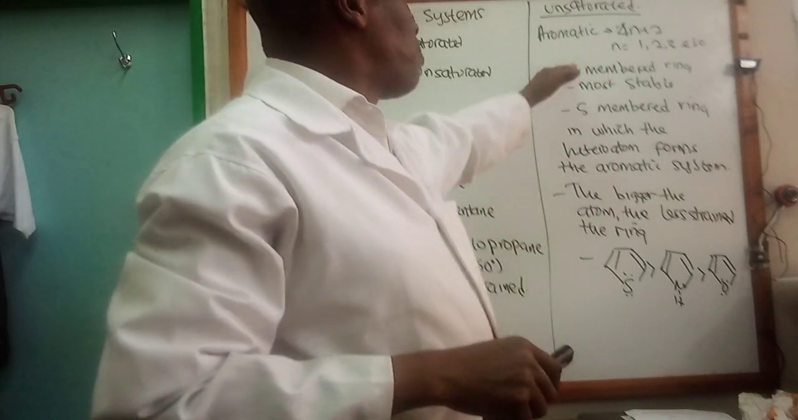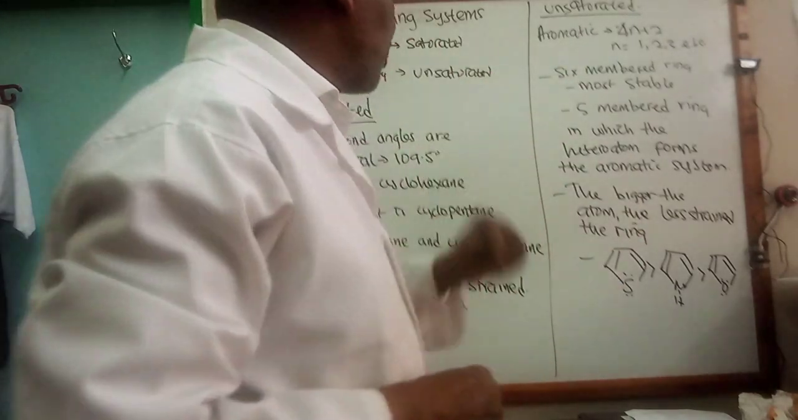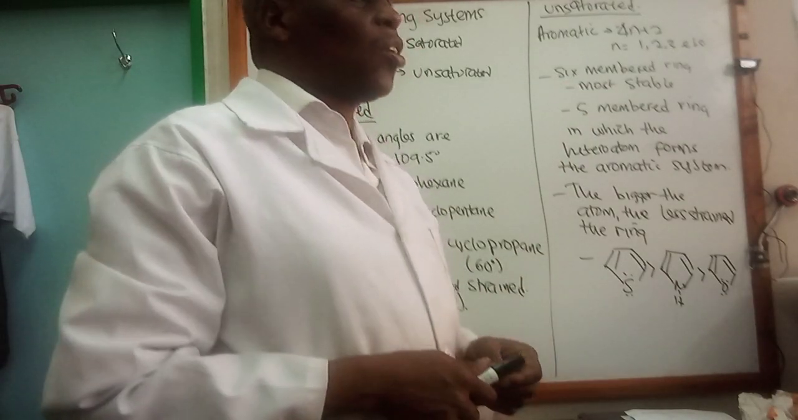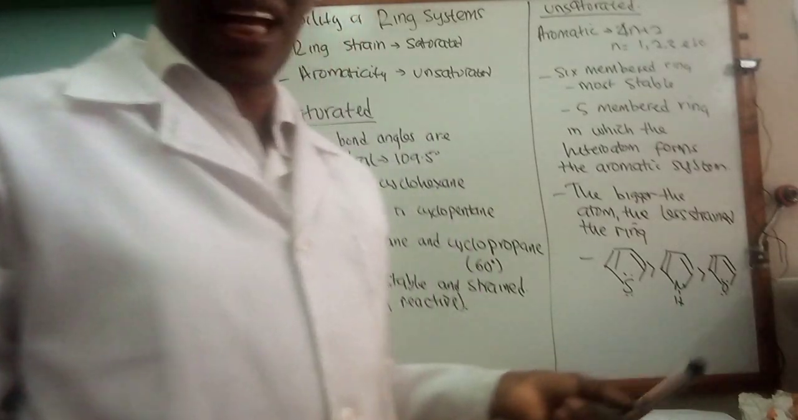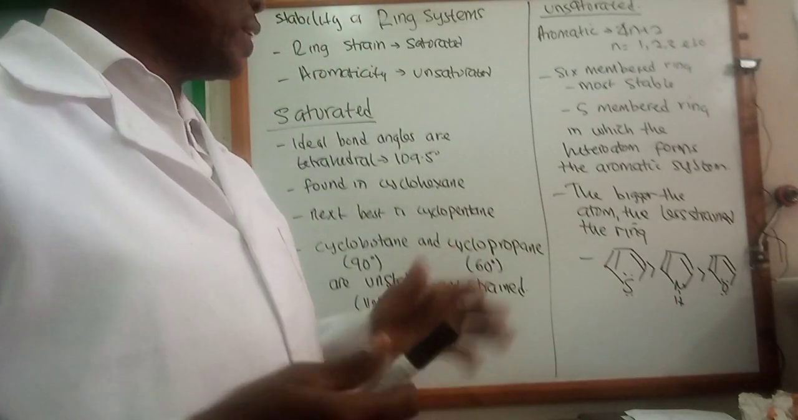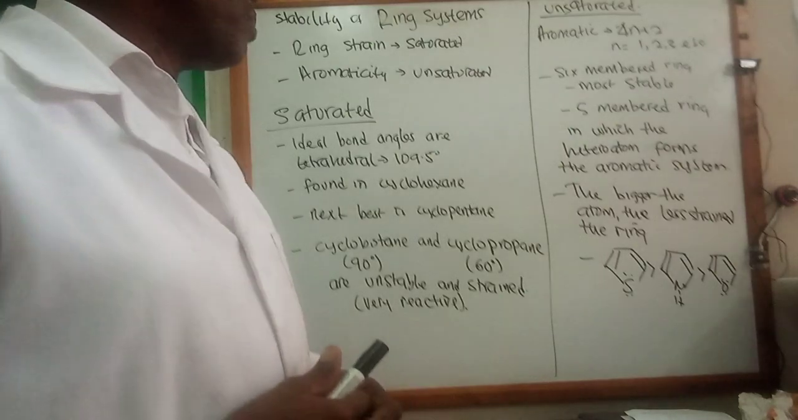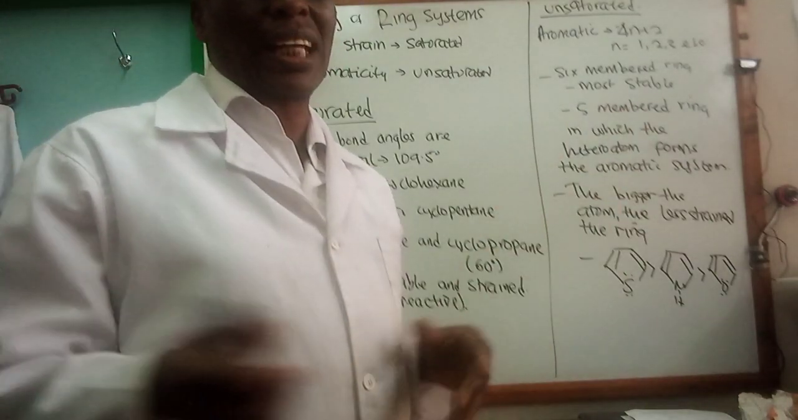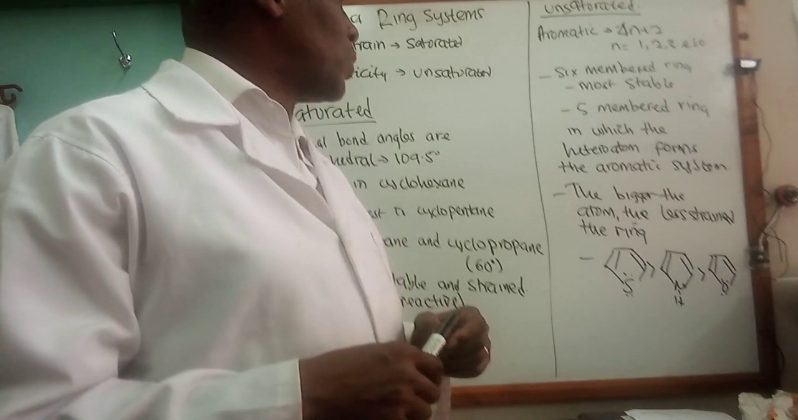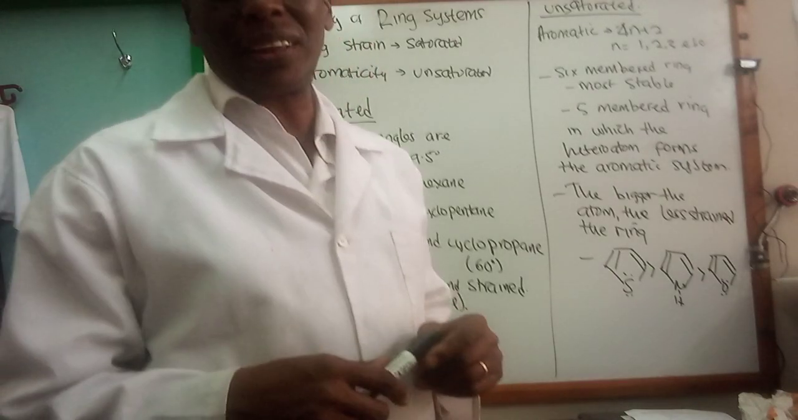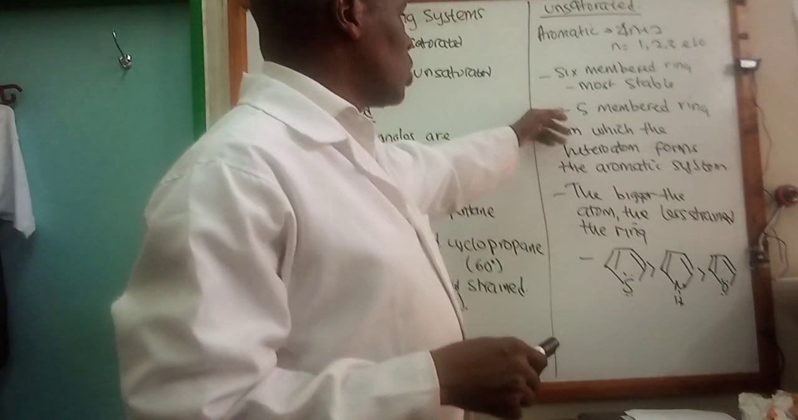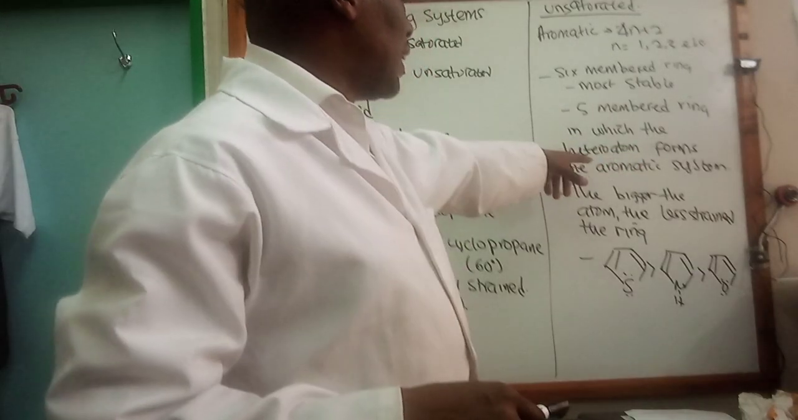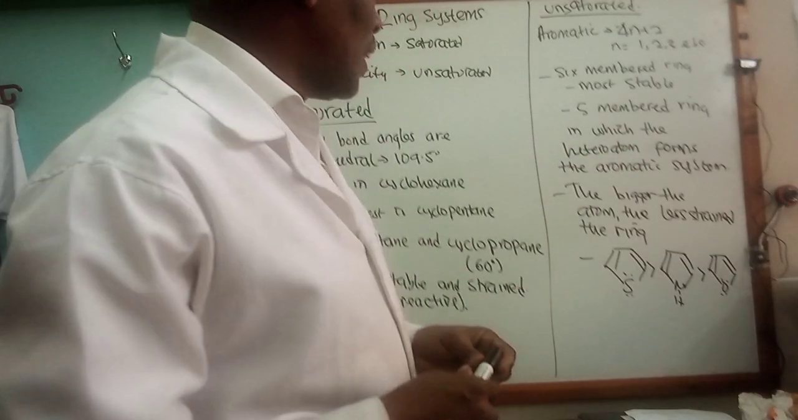So the most stable for the aromatic, we'll be talking about a six-membered ring like benzene, or if you add a heteroatom like nitrogen, then you're going to have something like pyridine. In general, in the six-membered ring, the bond angles are well optimized. But I just want to mention something about the five-membered ring, in which the heteroatom forms part of the aromatic ring.